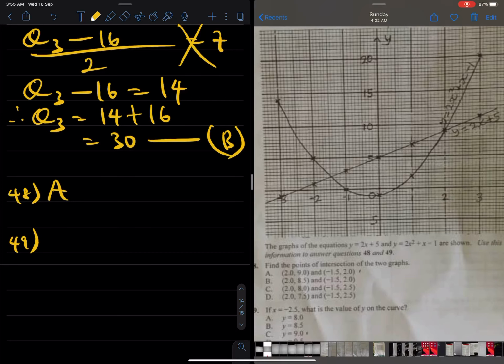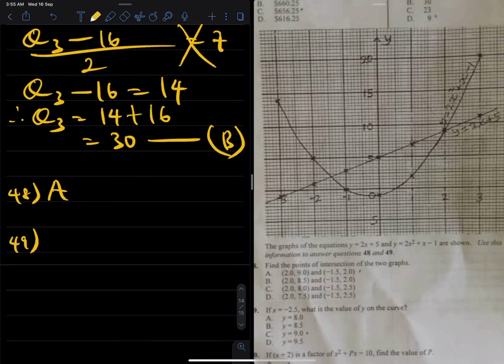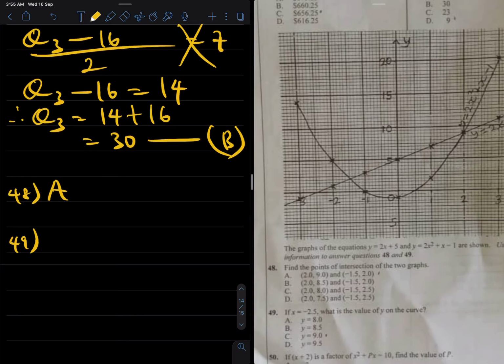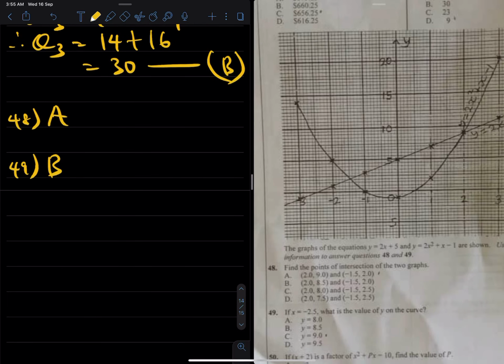Now the second question says, if x equals minus 2.5, what is the value of y on the curve? When x is minus 2.5, y is 8.5. Just trace minus 2.5 to the curve and check the corresponding value of y at that point. That's option B.